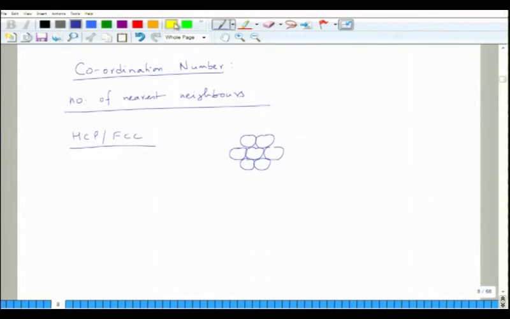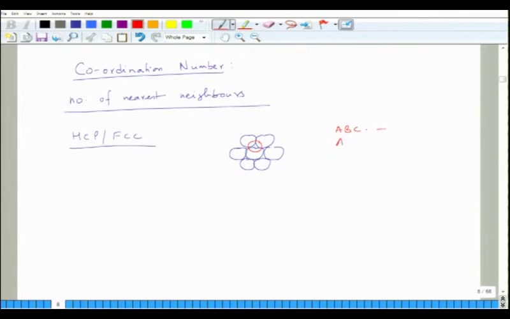Next atom goes, let us say this is the atom which is the next layer atom. And then again the next layer, it will go either on top of A or on top of B. So, either it will be ABC or ABA. No matter what the case is, this atom will be surrounded by, so within the plane how many neighbors will it have?